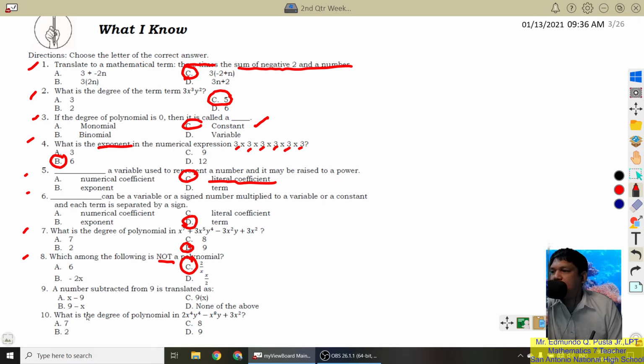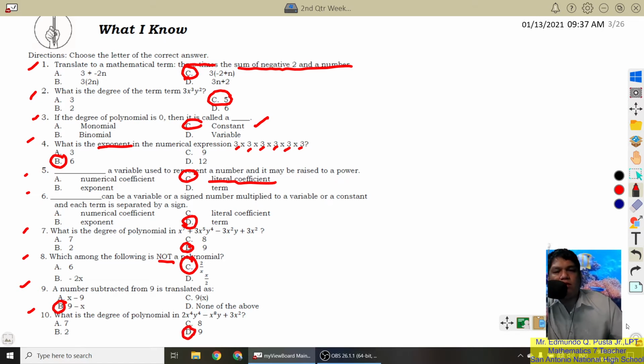How about number 9? A number subtracted from 9 is translated as, so a number subtracted from 9. So if we have 9, a number is subtracted, therefore we have 9 minus x. And the last one, number 10, what is the degree of the polynomial 2x to the 4th, y to the 4th minus x to the 8th y plus 3x squared? Here, the answer will be letter D.